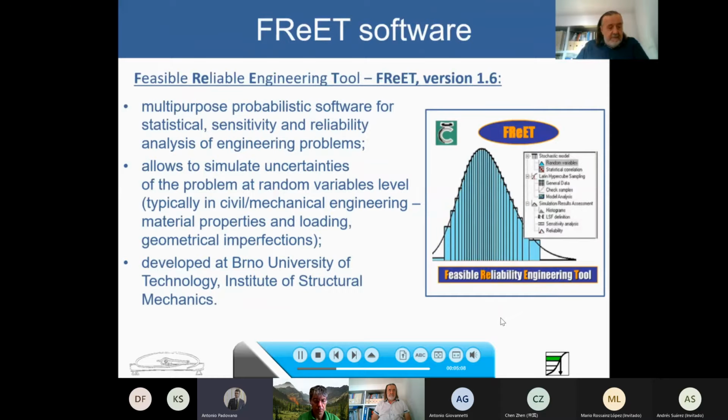Well, this stratified sampling was implemented in software which was developed in our group called FReET. It is a multi-purpose probabilistic software for statistical, sensitivity and reliability analysis of user-defined engineering problems. It allows us to simulate uncertainties of the problem at random variable level, typically in civil and mechanical engineering.